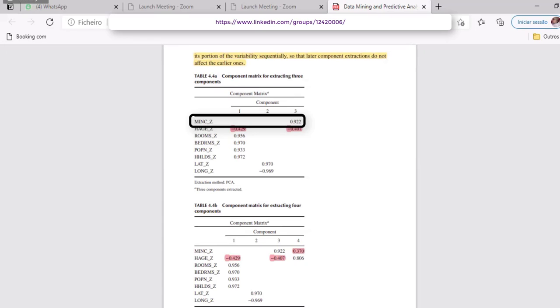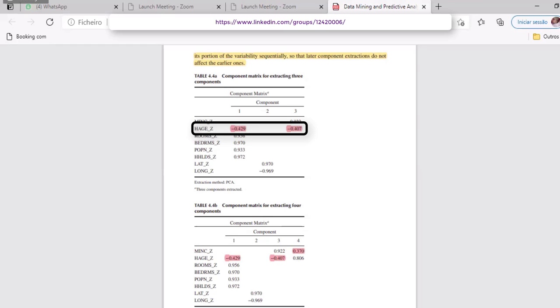And we can see that here we are losing the age, because component 3 is mostly related to variable number 1. Component 2 is mostly related to latitude and longitude, and the first one is mostly related to rooms, bedrooms, population, and number of households. So we are losing somehow variable 2, the age of the houses.